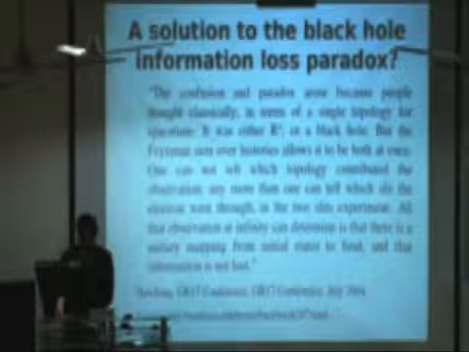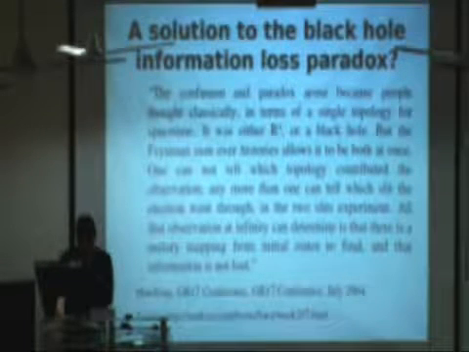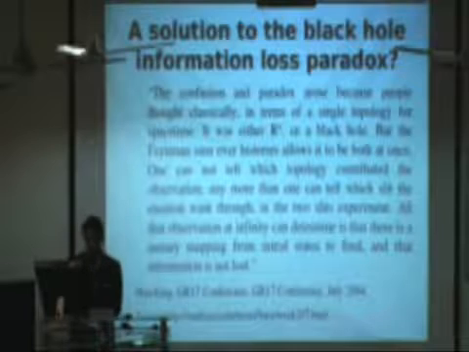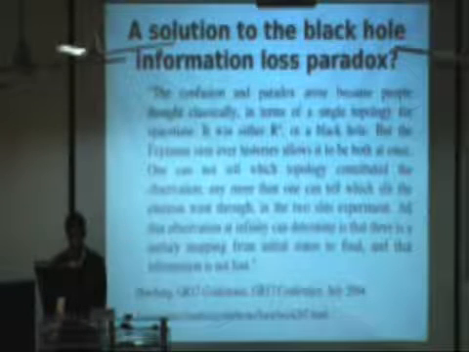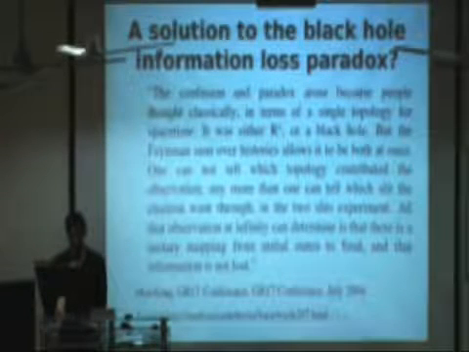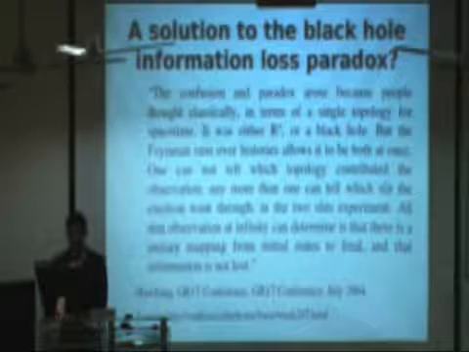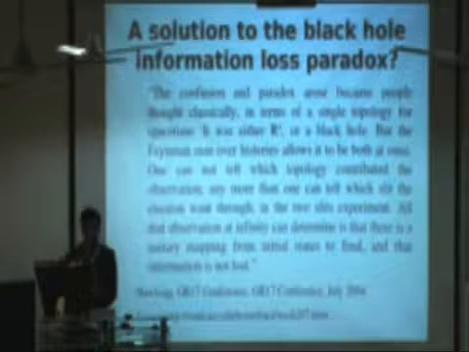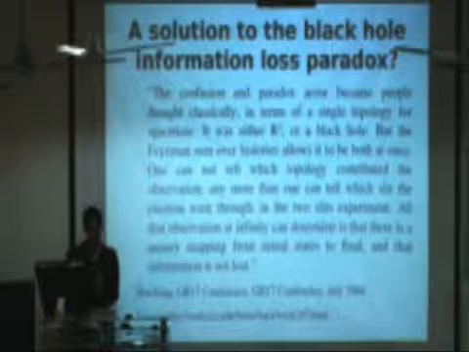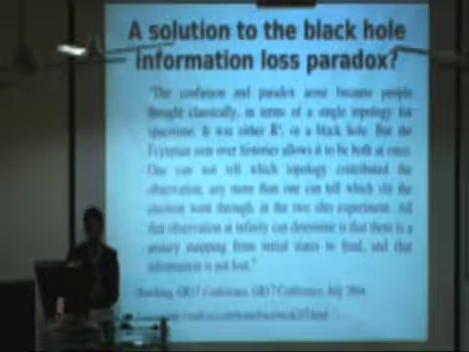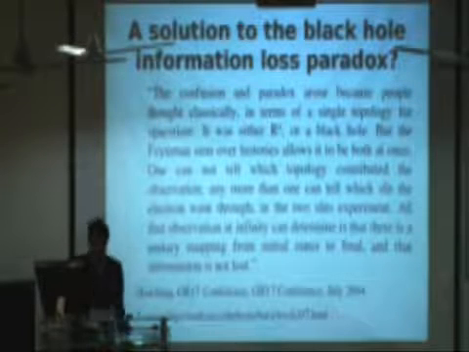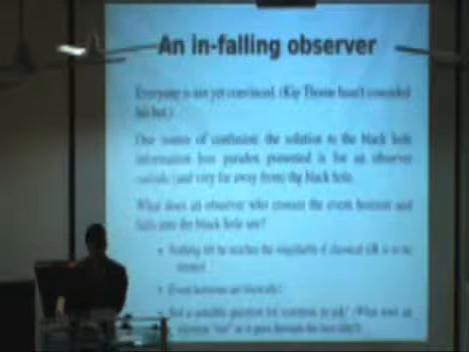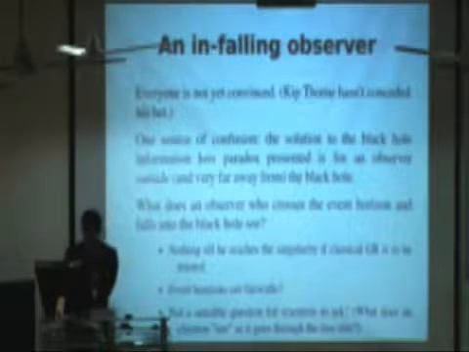One can't tell which topology contributed to the observation, any more than one can tell which slit the electron went through in the two-slit experiment, although what an observation at infinity can determine is that there's a unitary mapping from initial states to final states, and that information is not lost. So this is Hawking's idea, but not everyone is convinced.